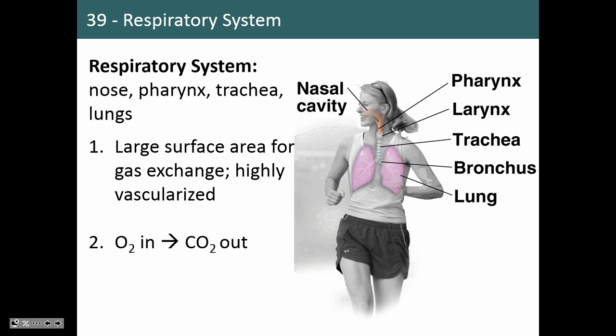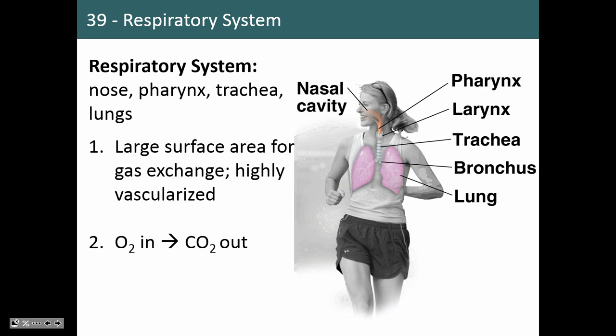Our necessary gas for cellular respiration is oxygen. Our waste gas is carbon dioxide. The respiratory system evolves to make that exchange, to maximize the ability to bring oxygen in and to cart away waste gas as it's built up.